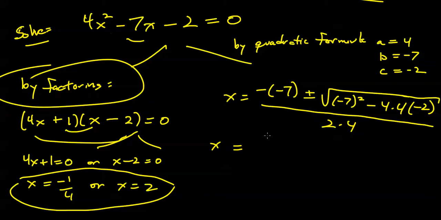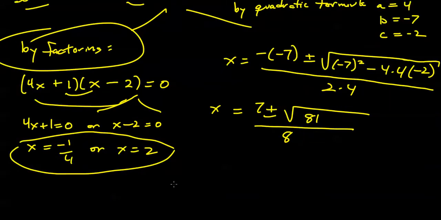Let me simplify this. On the right-hand branch, I get 7 plus or minus, what's under the root sign? Minus 7 squared is 49. Negative 4 times negative 2 is positive 32. And if I add those, I get 81 under that root sign over 8 is my denominator. Of course, the square root of 81 is 9, so I get x equals 7 plus or minus 9 over 8. Now, plus or minus means just that.